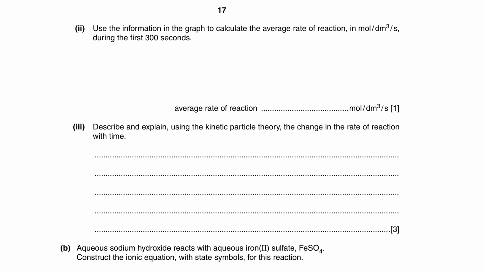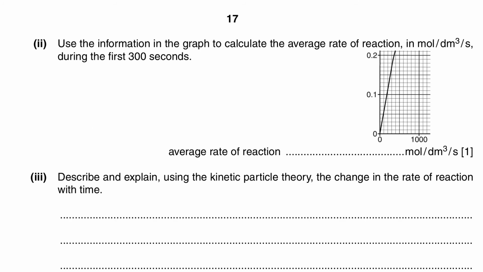Let's move on. Use the information in the graph to calculate the average rate of reaction in moles per decimeter cube during the first 300 seconds. Now this is going to be an issue if I go back. The app doesn't allow me to do that, so I'm going to look at my screen. Let me see if I can bring a screenshot of the first few seconds, and paste it. It's going to be a challenge. I did copy it.